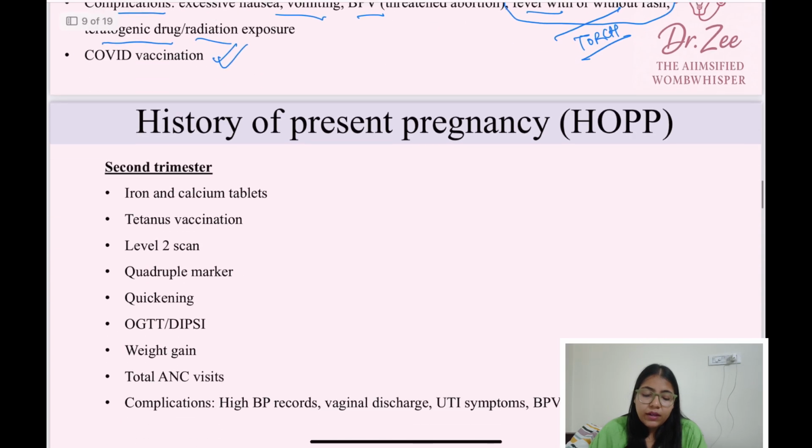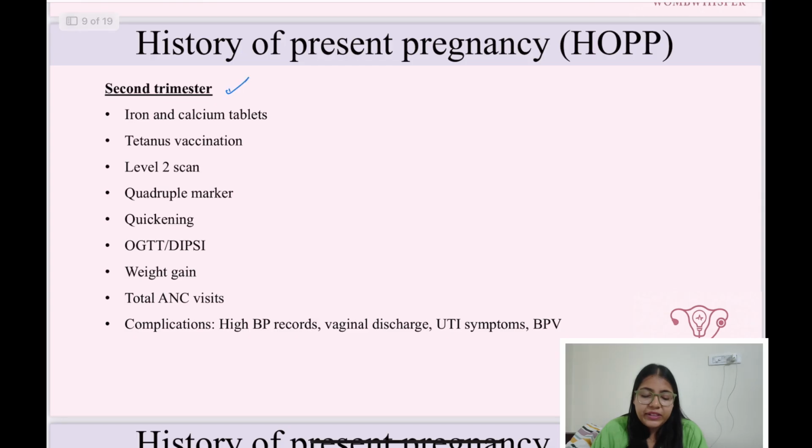Okay. In second trimester you should be asking if the patient is taking iron and calcium tablets regularly or not. If she has taken tetanus vaccination, normally in a primary patient we give the first dose of tetanus at first visit only, but most of the patients may not present at 3rd month, they may present late. So you should always ask about history of tetanus vaccination. Then if any ultrasound was done at 5th month of pregnancy and the baby's structures were told to be normal to her, you ask in that way.